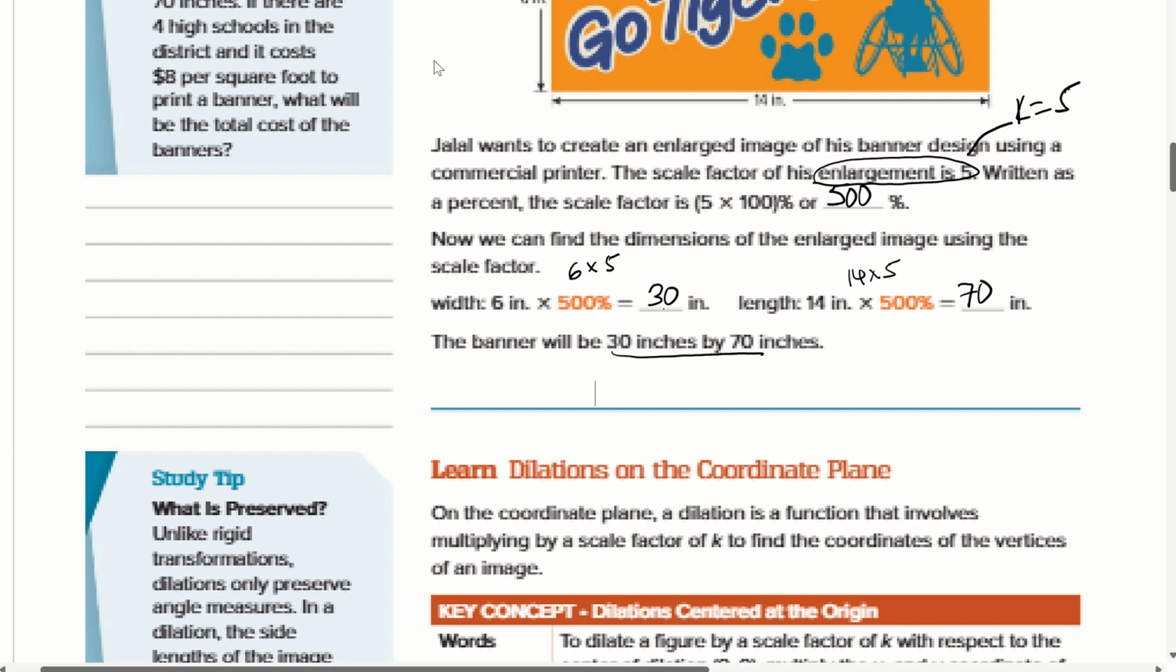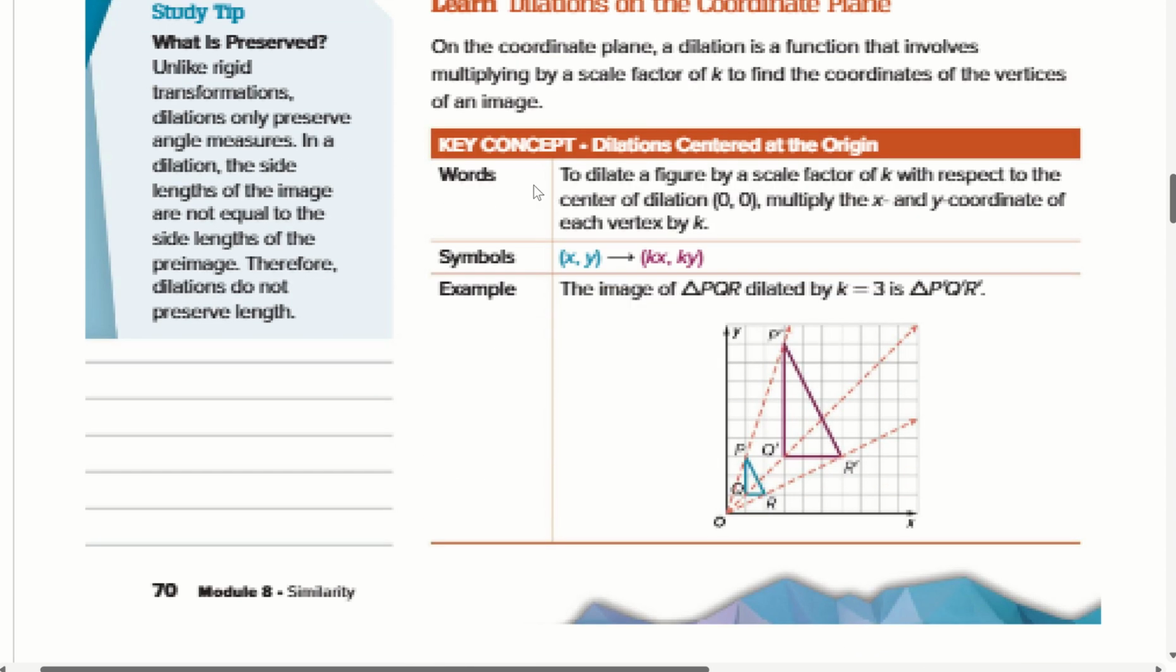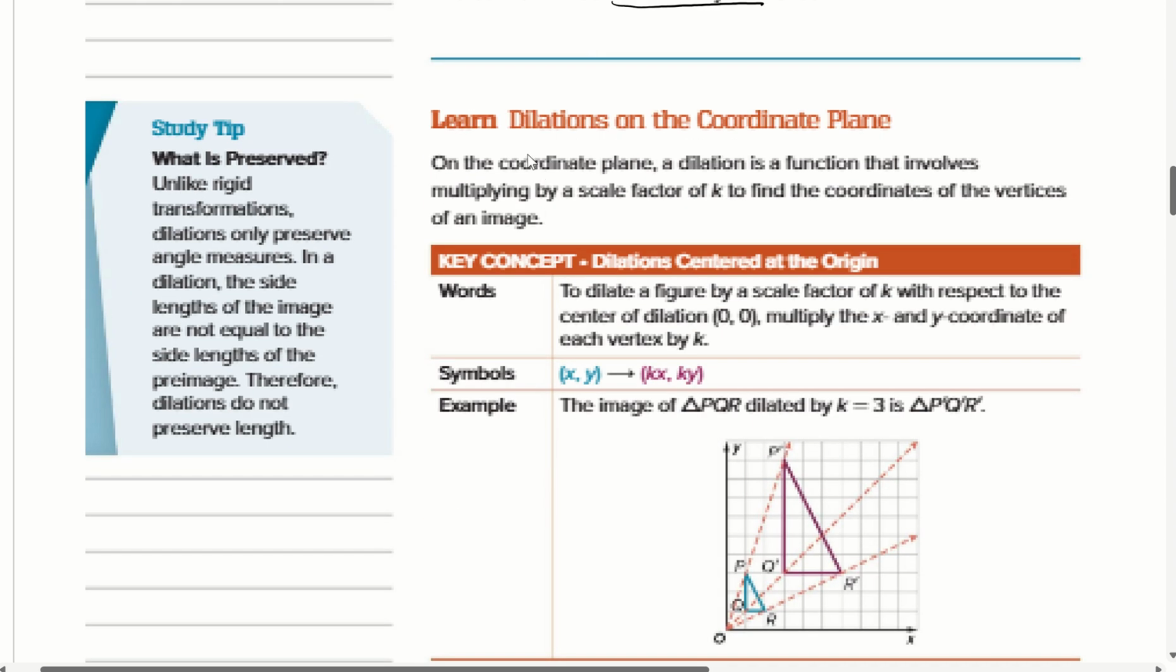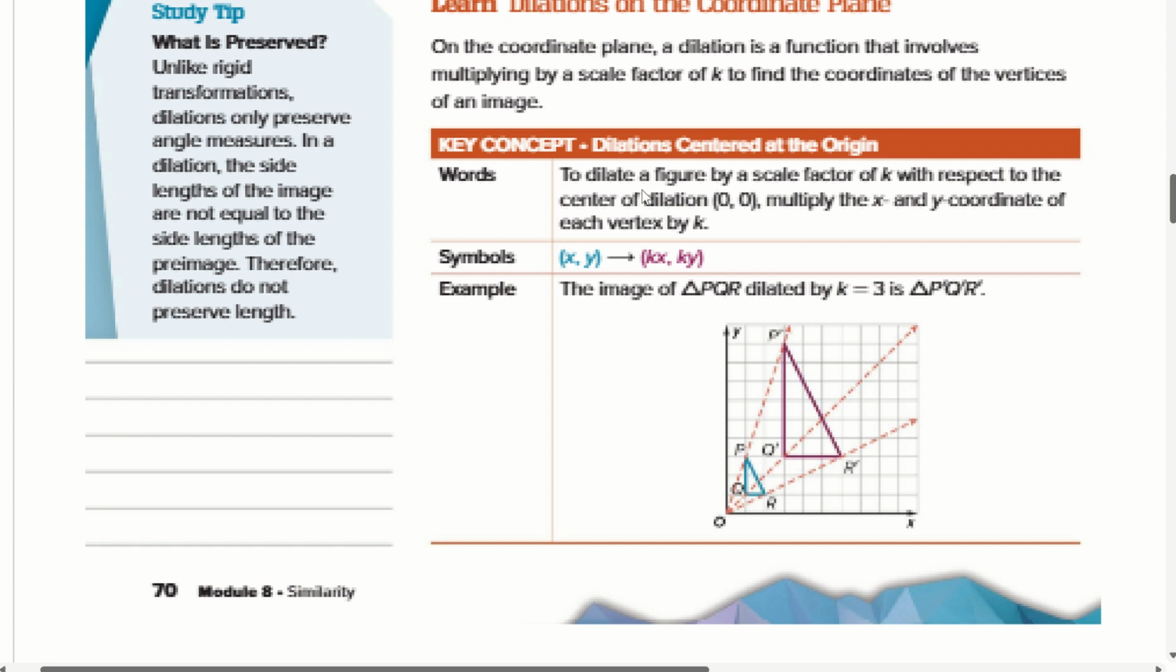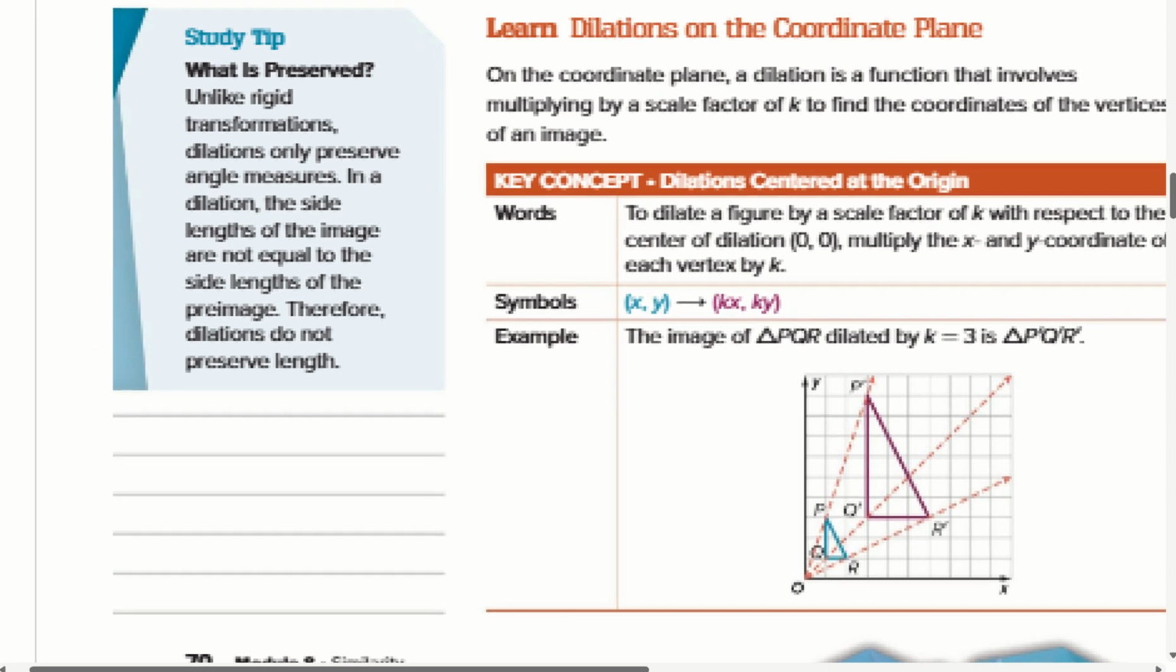All right, really straightforward. Okay, so let's talk about dilations on the coordinate plane. So now you know a new transformation known as a dilation. And what that does is it enlarges or shrinks a given figure. And it's referred to as a non-rigid transformation. Okay, this is an important study tip. Unlike rigid transformations, dilations only preserve the angle measures.